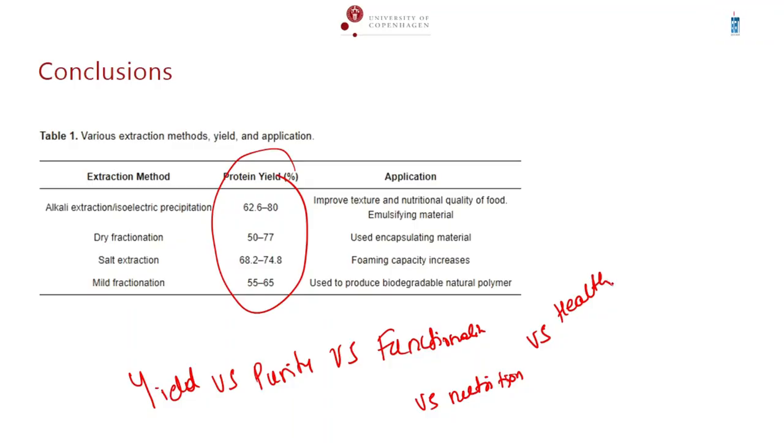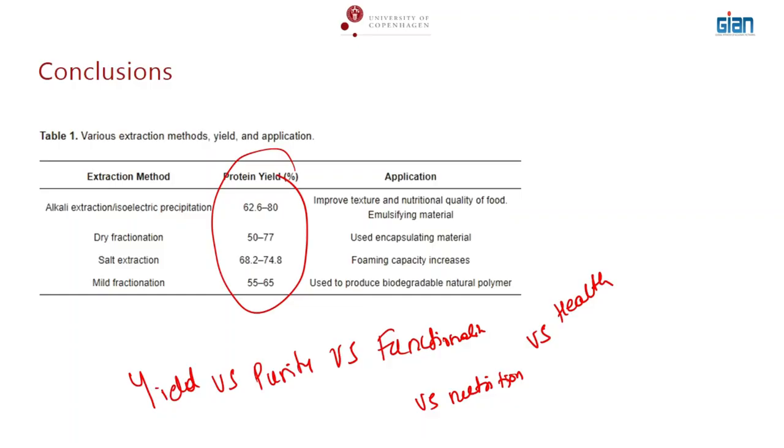We're all fighting for this one. I don't have an answer for this question. So, the conclusion here is that there is no method that gives the highest yield, highest purity, highest functionality, highest nutritional benefit, highest health effect. No, it's a balance. It's a struggle that we are having today in this plant-based world. Okay? Well, how do we do this one?